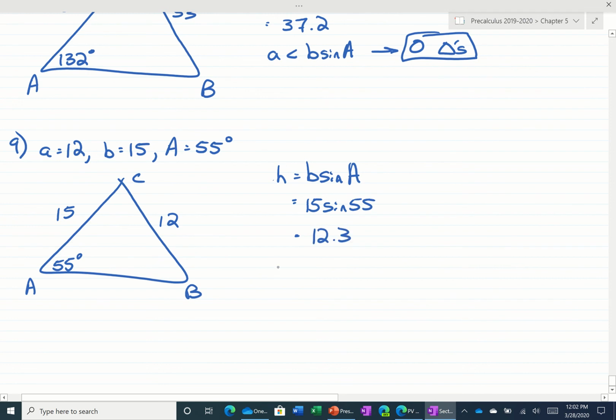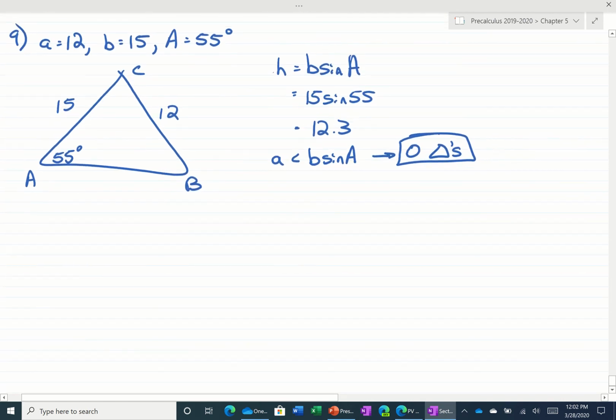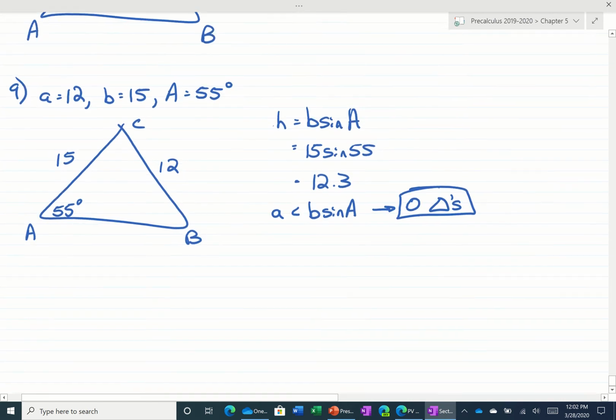All right, so you guys were probably saying Mr. Ottino is the greatest teacher of all time because I gave you 2 problems where side A is smaller than the height, which means that there's 0 triangles. That's cool. So now let's try number 4.